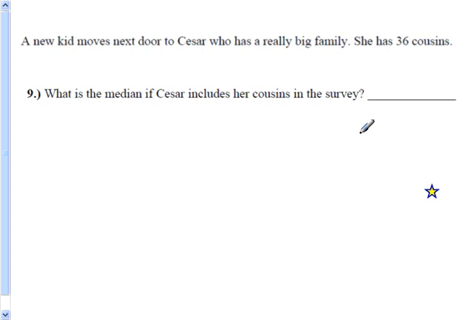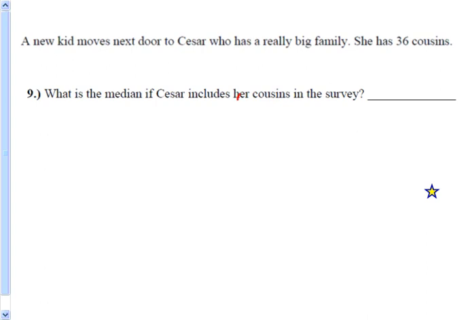Number 9 continues our work with the survey that Caesar did with his cousins. In question number 6, we found out the mean for the 9 friends that Caesar had picked in his survey. And number 7, we looked at the median of those 9 friends. And number 8, we had some new information about a new kid who came into town, and we added that to find the mean. Number 9 asks us to find the median also with this new neighbor who had 36 cousins, which is a lot different than the friends that had been surveyed previously.